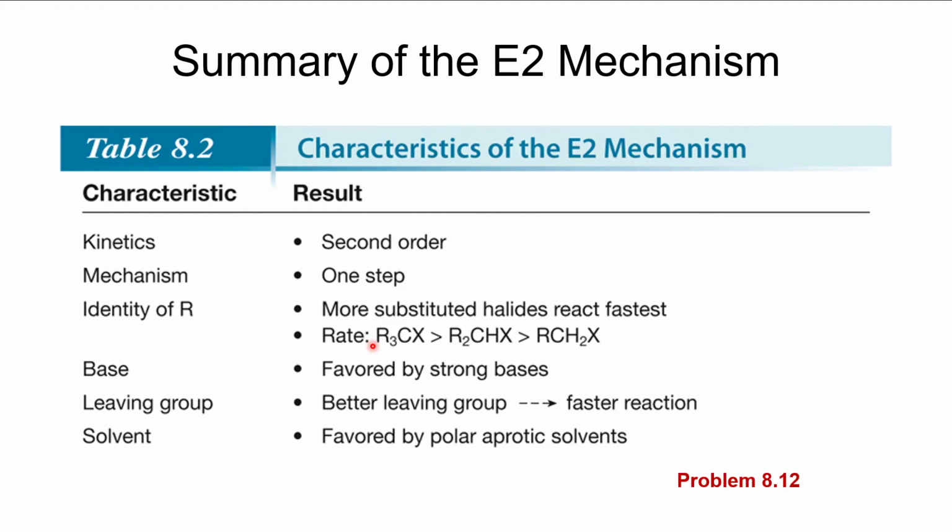All right, and here is a summary of the E2 mechanism, and then we will look at problem number 12 here in just a second. So again, the kinetics is second order, and that's what the 2 means. It's second order, bimolecular. The step is a one-step or a concerted mechanism. Tertiary alkyl halides go faster than secondary, which go faster than primary. It is favored by strong bases. And like with all of our reactions, the better the leaving group, the faster the reaction. And for the solvent effects, we'll find that polar aprotic solvents will favor the E2, just like it favors the SN2.